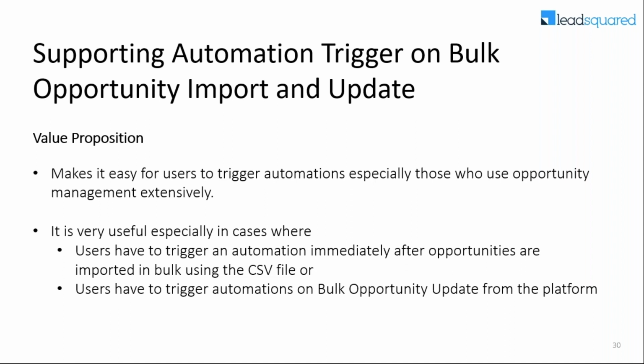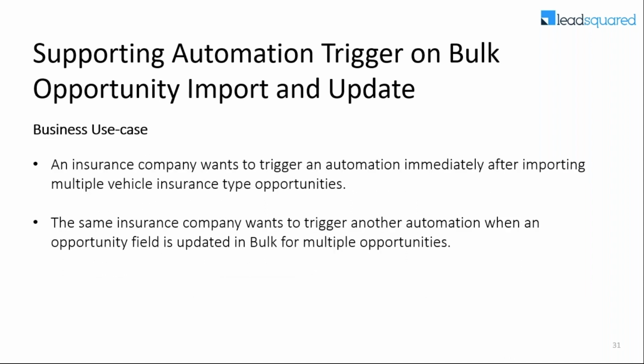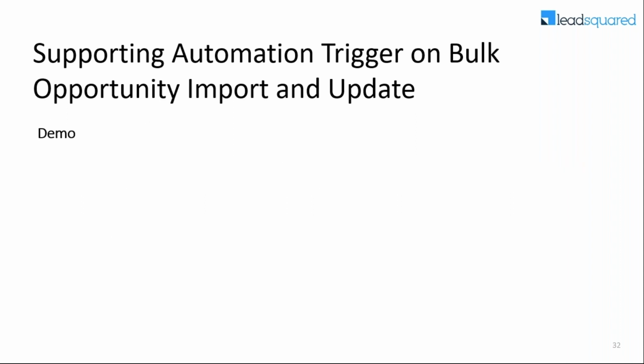It is very useful, especially in cases where users have to trigger an automation immediately after opportunities are imported in bulk using the CSV file, or have to trigger automations on bulk opportunity update from the platform. A possible business use case is that an insurance company wants to trigger an automation immediately after importing multiple vehicle insurance type opportunities. Then they can use this trigger. Or the same insurance company wants to trigger another automation when an opportunity field is updated in bulk for multiple opportunities. Then also we can use this particular feature.